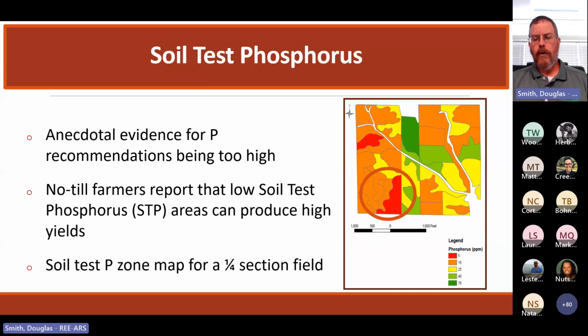Here's an example from a farmer in Indiana that I worked quite closely with. This map shows his soil test phosphorus map. Many lessons that I learned just from this one field right here. You can see there's a wide range in phosphorus levels. So the red area there is about 5 parts per million. The green area is about 70 parts per million of phosphorus in their soil test. This field is about a quarter section.